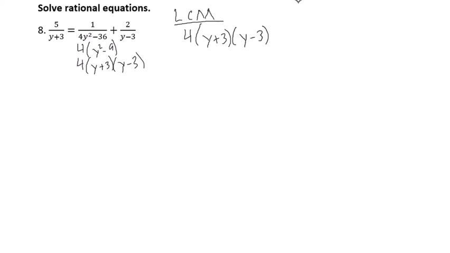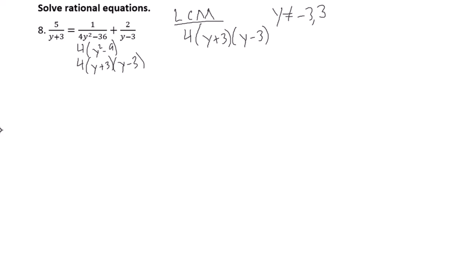And we can look at our restrictions. What cannot this equal for our solutions? And we know y should not equal -3 or 3, because that will make our fractions have a denominator of 0. All right, so let's go ahead and multiply our LCM by everything that's there.